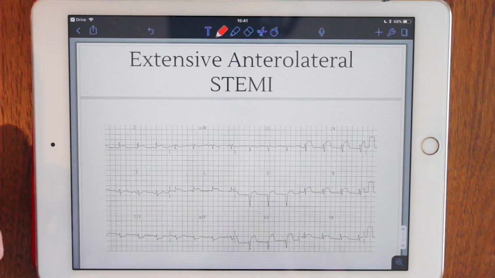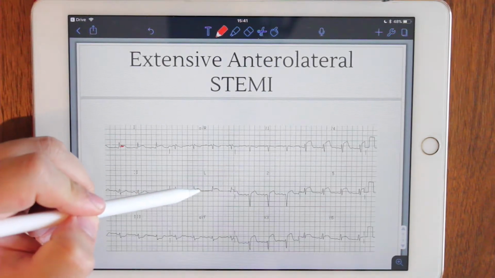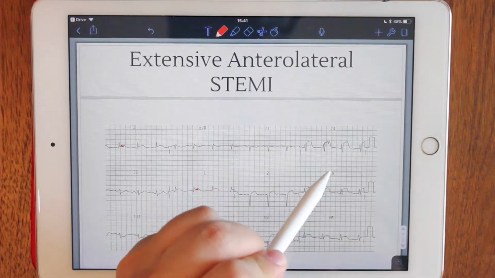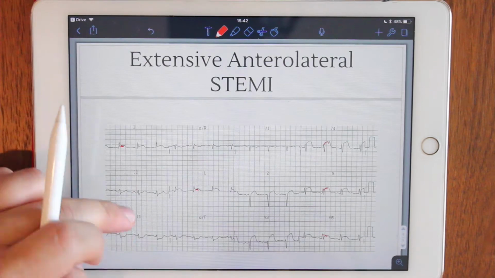Here's an anterolateral STEMI, so a lot like our original case, looking at lateral leads 1, AVL, 4, 5, and 6. We can see that significant ST segment elevation.